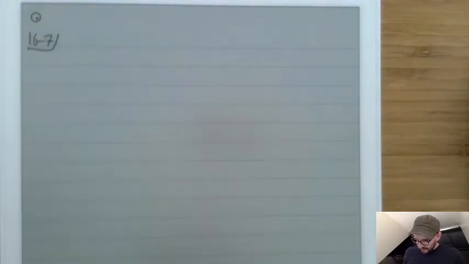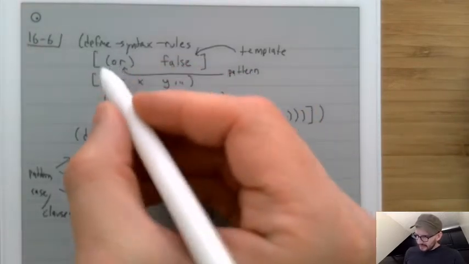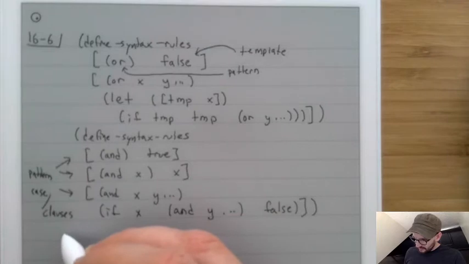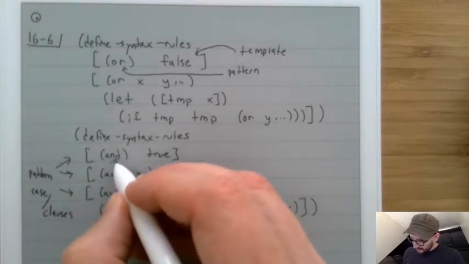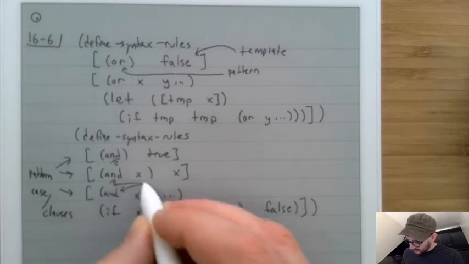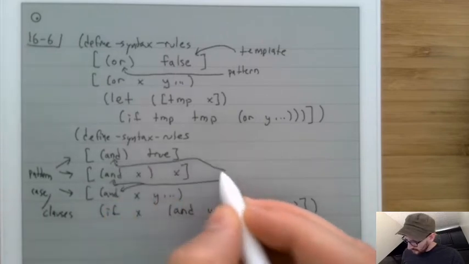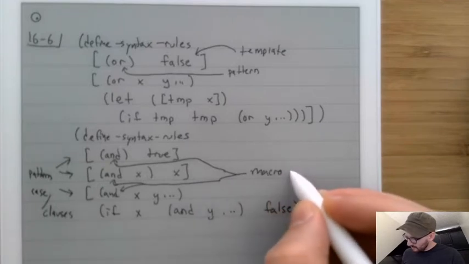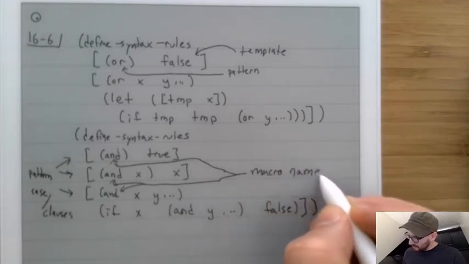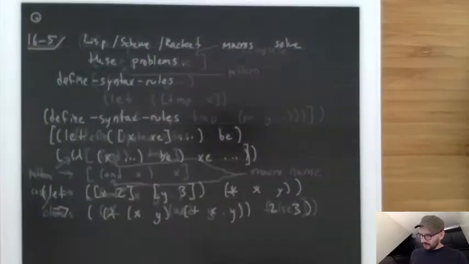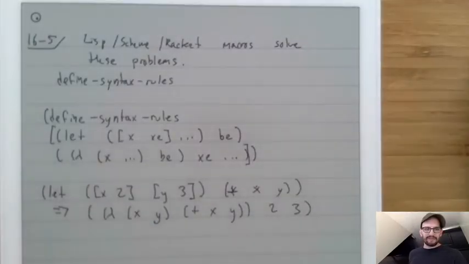And I guess one more thing that I want to say is that the first thing in each of the patterns, right here, and right here, so all of those things are the macro name. Okay, so the name of this macro is and, the name of this macro is or, the name of this macro is let, so on.